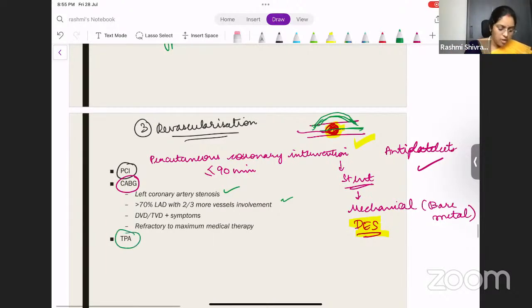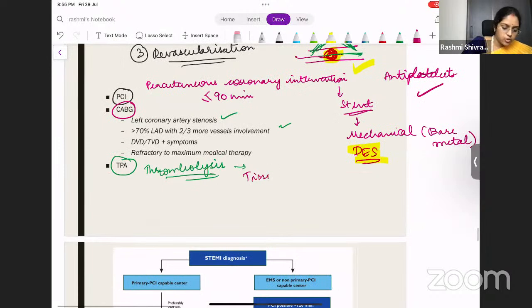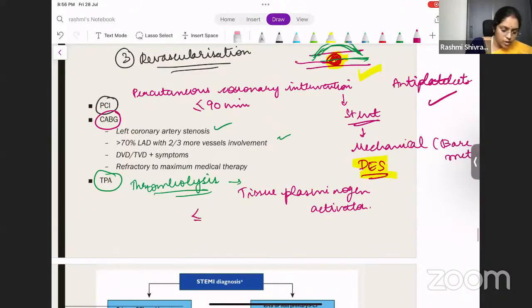Then the most common thing you do in the emergency setting, when you're posted in an ER, is that the cardiologist may ask you to thrombolyze the patient. What is TPA? How do you expand TPA? Tissue plasminogen activator. If you are able to do this thrombolysis in less than or equal to 120 minutes, within 2 hours, then it will be highly effective.